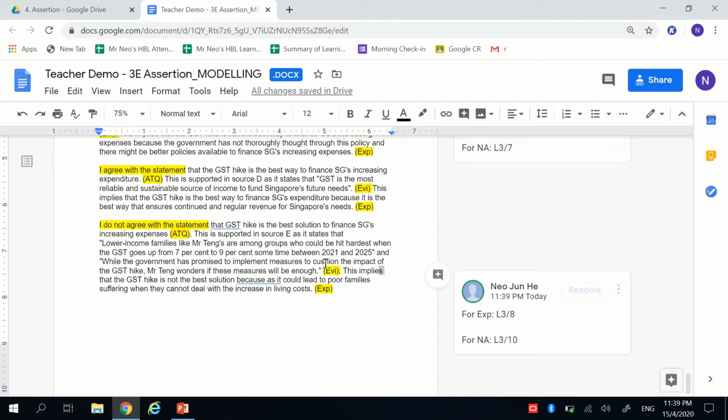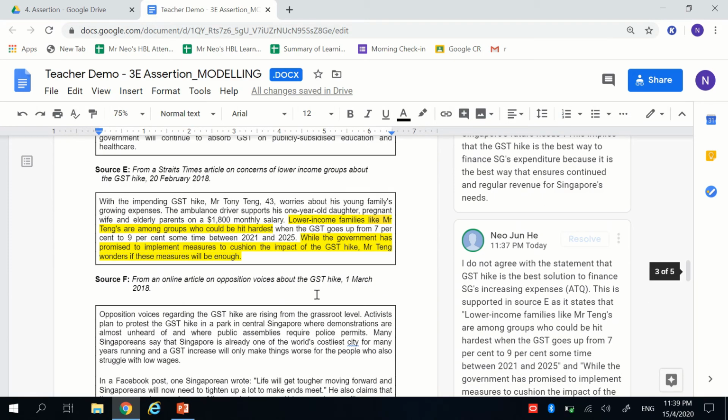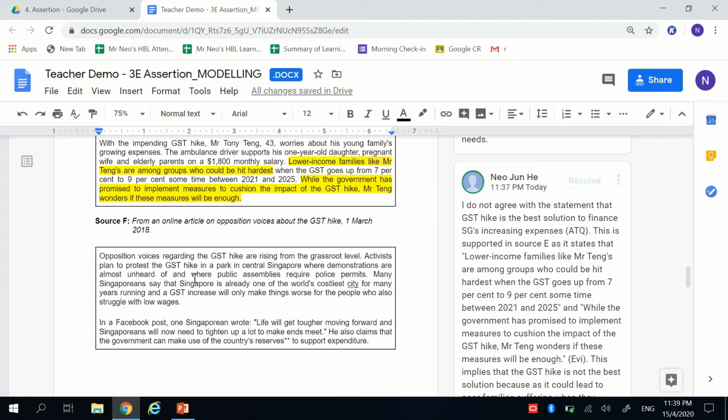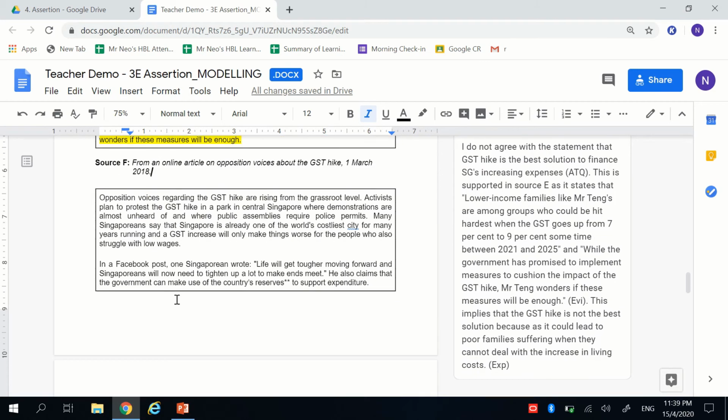And lastly, for practice sake, I'll also do source F in case some of you want to understand the source. Source F is from an online article on opposition voices. Opposition means people who do not support the government. Since the government is trying to raise the GST, oppositional people will definitely not support the hike, right? So let's see what they're saying.